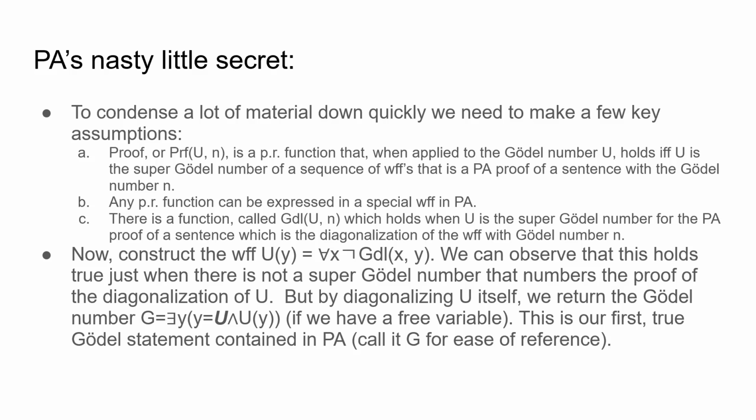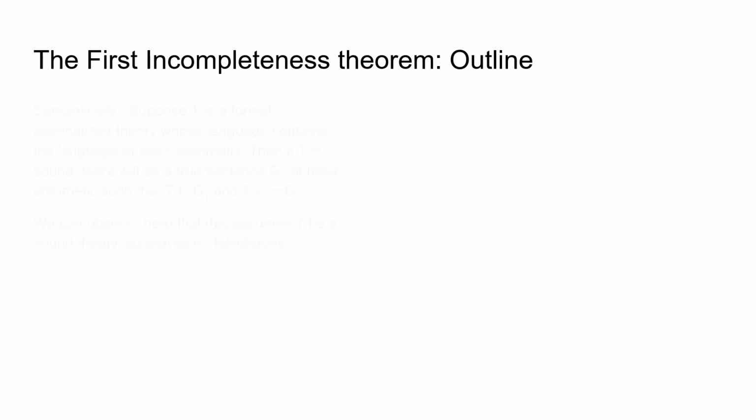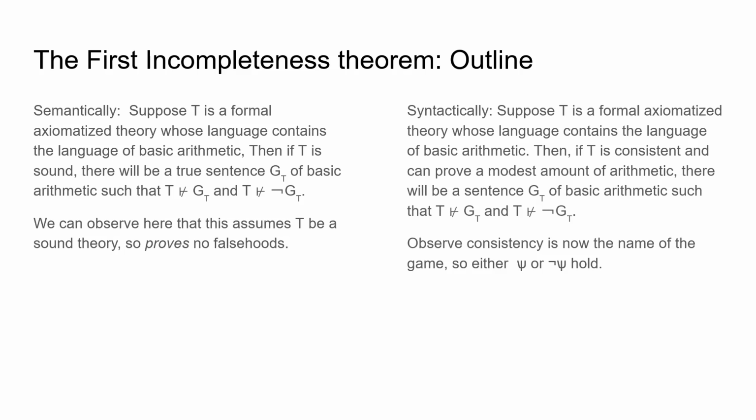Now, condensing a lot of material down quickly and taking these 3 assumptions, we can construct a very special wff called U of y, which essentially, when we observe, this will hold true just when there is not a super Gödel number that numbers the proof of the diagonalization of U. But by diagonalizing U itself, we do return the Gödel number, even if we have a free variable. So this is our first true Gödel statement contained within PA, which brings us right into our first incompleteness theorem.